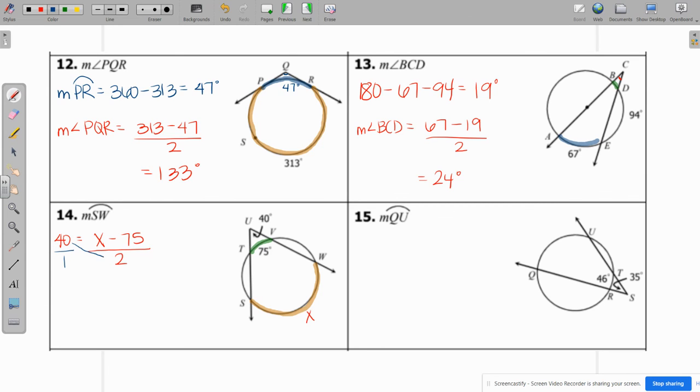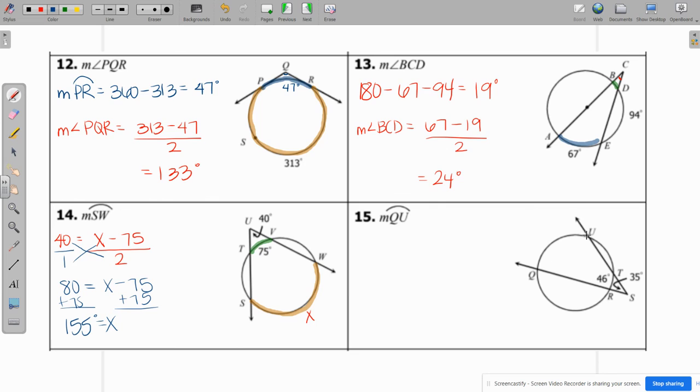Cross products are equal. So 40 times 2 is 80. That should equal the other cross product, 1 times x minus 75. So to solve for x, we would add 75 to both sides, and we would get that x equals, or this arc, SW, equals 155 degrees.